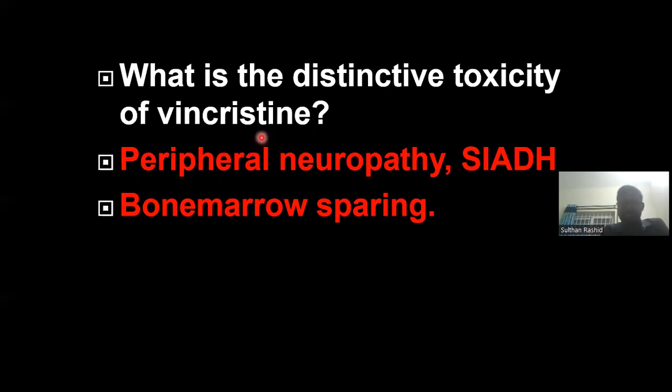So vincristine is bone marrow sparing, VBL. It will not affect the bone marrow. The important side effects are peripheral neuropathy and SIADH, syndrome of inappropriate antidiuretic hormone activity.